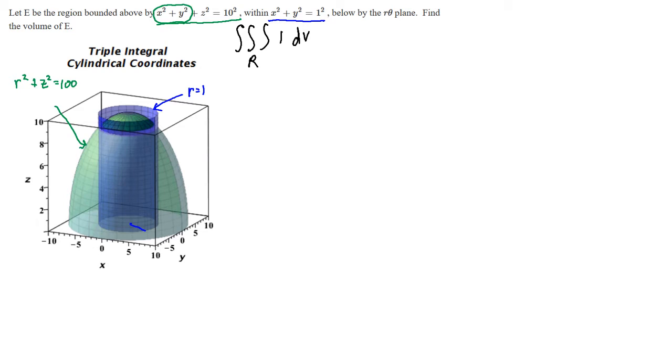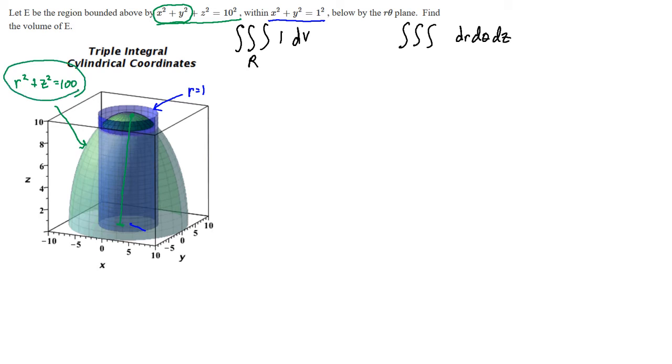So to set this up in cylindrical coordinates, we need to have our triple integral with either a dr, d theta, dz, or any other combination of that. Now you can see that what we need is the z's. Maybe I can use my green for that. We need the z's to go from the base, which is the xy plane, up to the surface. And that would be this.